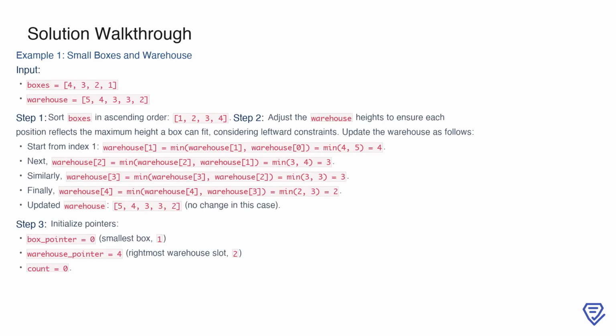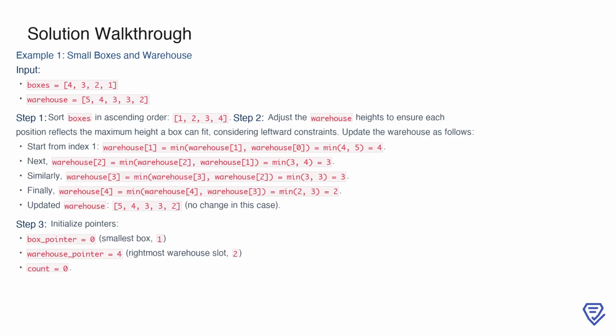To solve this problem, we start by sorting the boxes in ascending order so that we can try to fit the smallest box first. For the given input, the sorted boxes are 1, 2, 3, 4. Next, we adjust the warehouse heights to ensure that each position reflects the maximum height a box can fit, considering the leftward constraints. This means that the height of any position cannot exceed the height of the position to its left. We process the warehouse from left to right, updating each position iteratively.